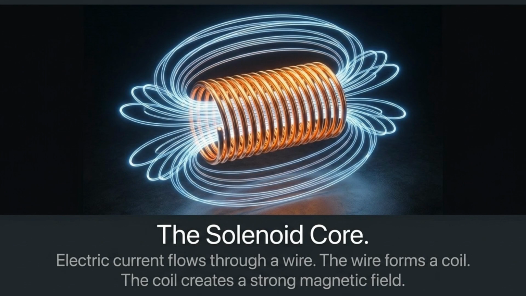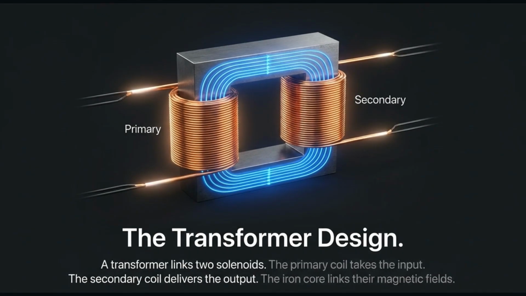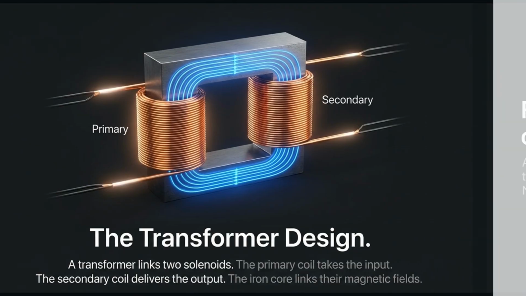It all starts with a solenoid. When electric current flows through a wire forming a coil, it generates a strong magnetic field. A transformer is designed by linking two solenoids. The primary coil receives the input, the secondary coil provides the output, and an iron core links their magnetic fields.